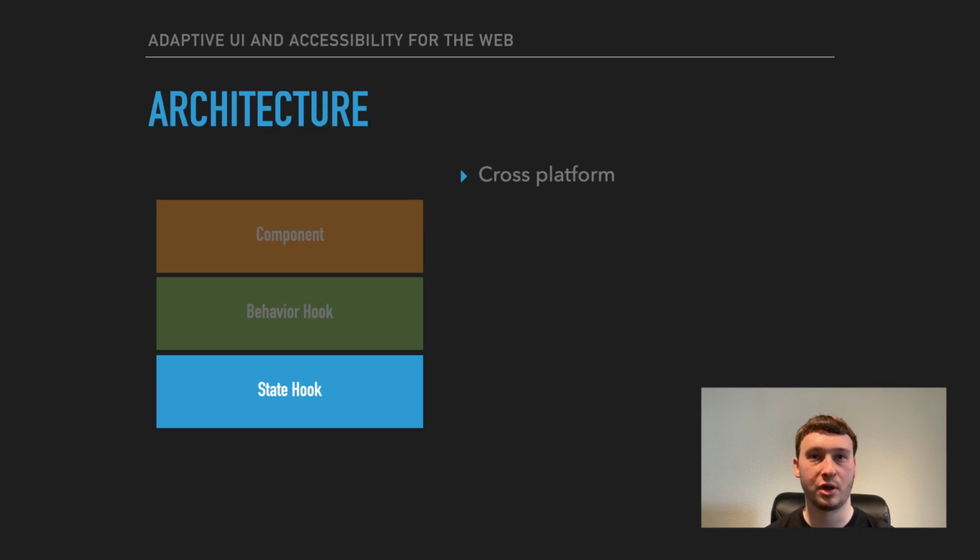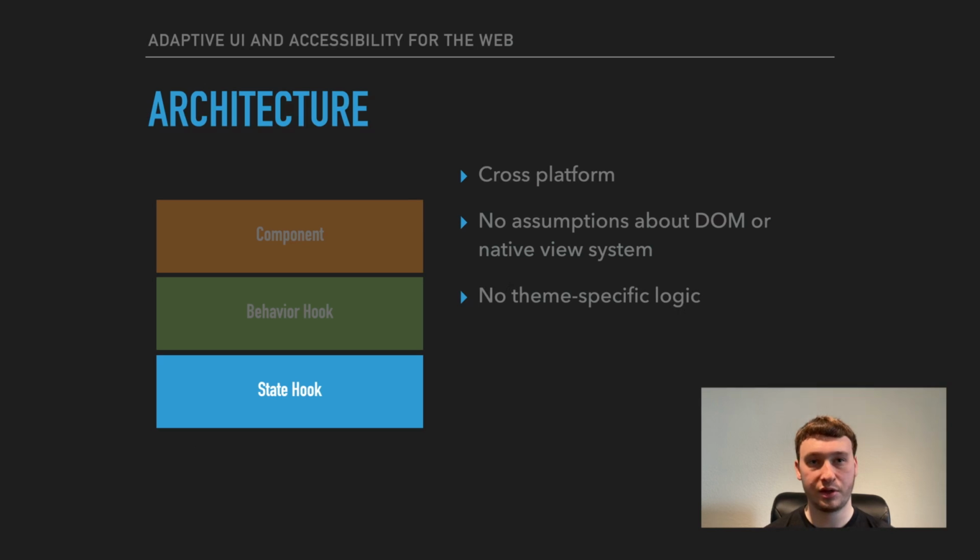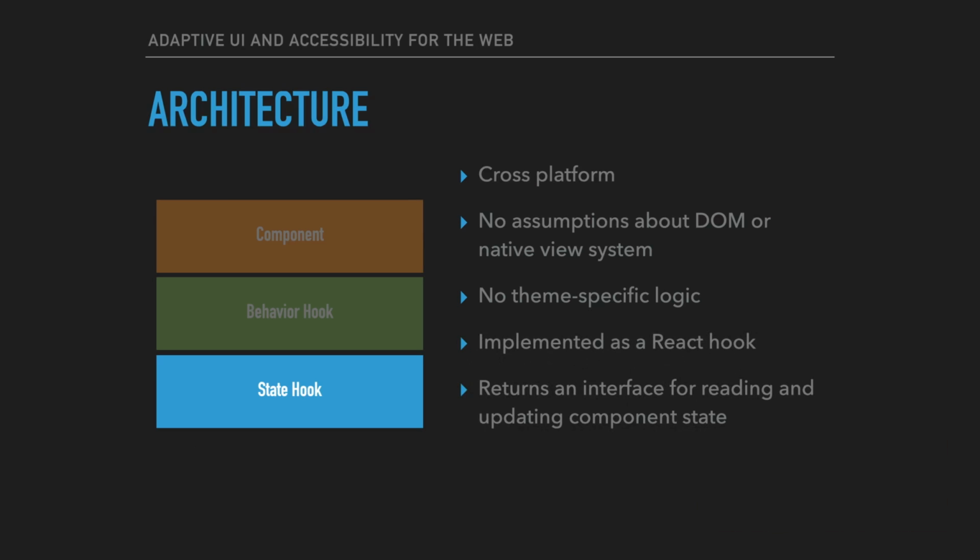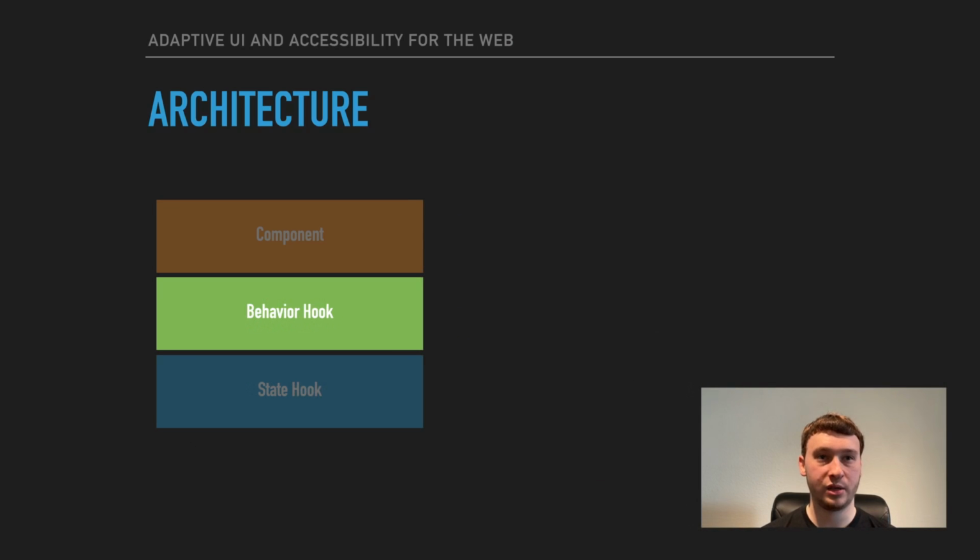This is cross-platform. It can work on the web, on React Native, or other view systems, and makes no assumptions about the view system it's running on. It also has no theme or design system specific logic in it. It's implemented as a hook that just returns an interface for reading and updating component state. Not all components have a state hook, as I mentioned, mostly just ones that the user can interact with, rather than read-only components. In the middle, we have the behavior hook.